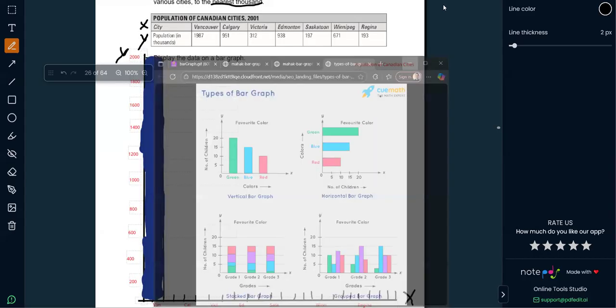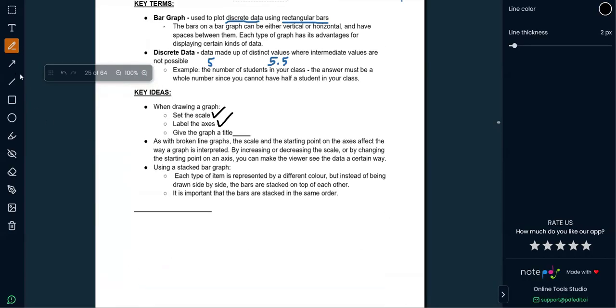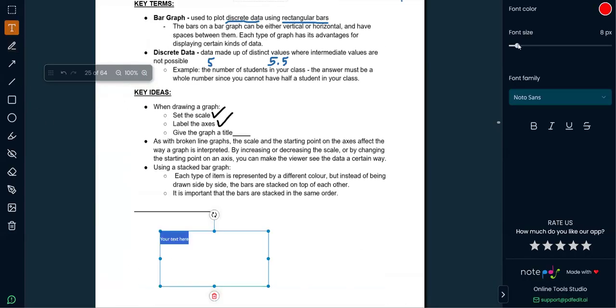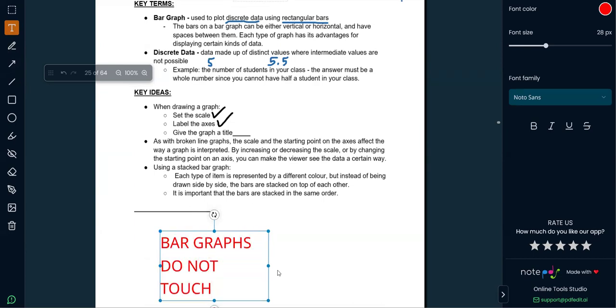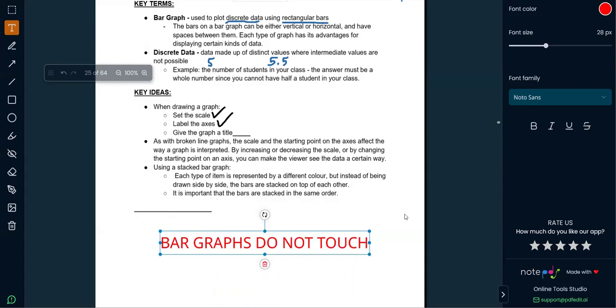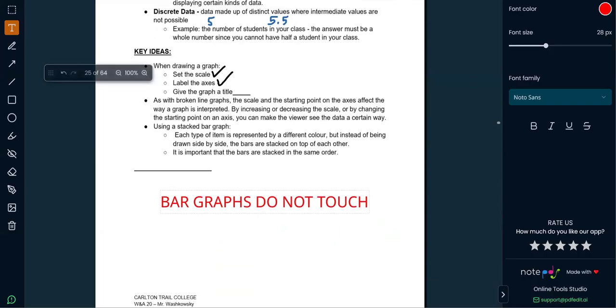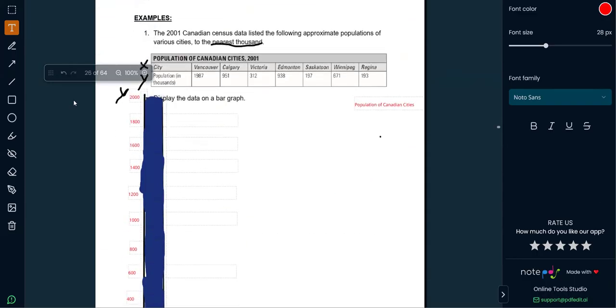Okay? So I want you to go up a page and I want you to write that in. And I want you to write it really big. Bar graphs do not touch. Very important. You're going to be doing something very similar later in the course, and that's one of the primary differences: whether the bars touch or do not touch. So write that in. Okay.